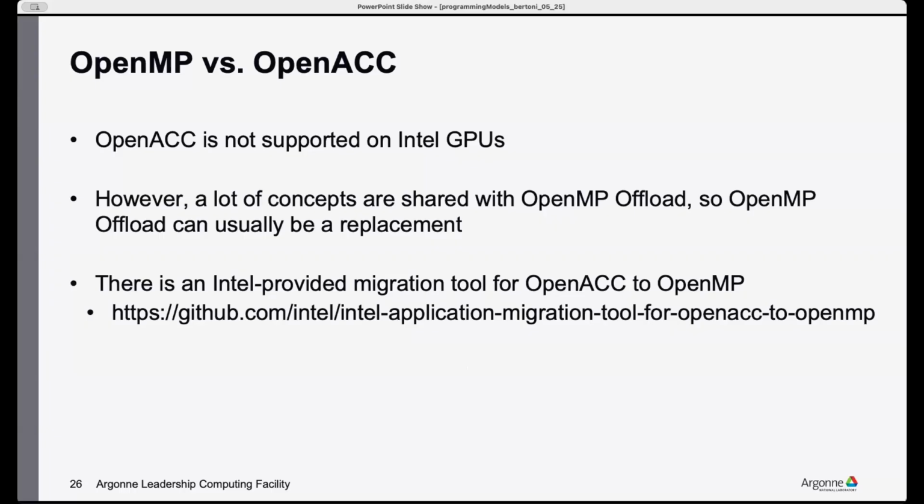Then just one quick note, because I know some people have used OpenACC before, this is a pragma-based model that isn't supported on Intel GPUs. A lot of the concepts are the same as with OpenMP offload, so porting to OpenMP offload is usually a good option. Intel does have a migration tool. I haven't tested this myself, but if you're interested in using it, the GitHub is here. Let me know and we can see if we can get it installed in a world readable spot on Aurora, but obviously you can grab it and test it out yourself too.